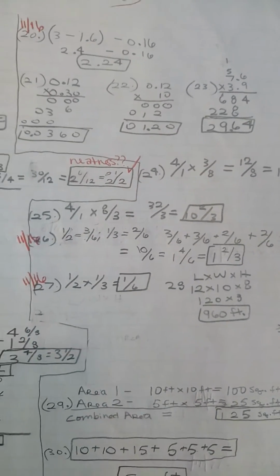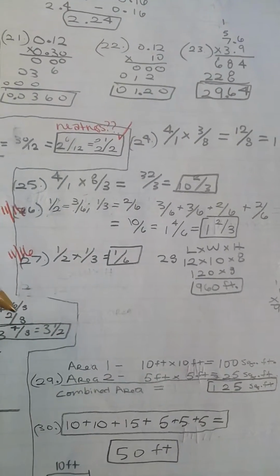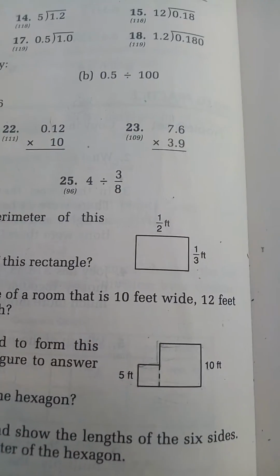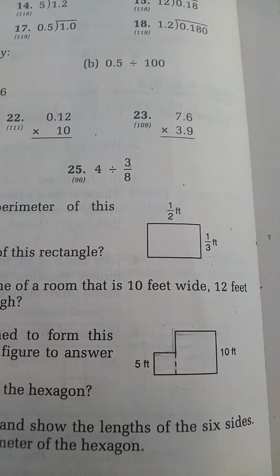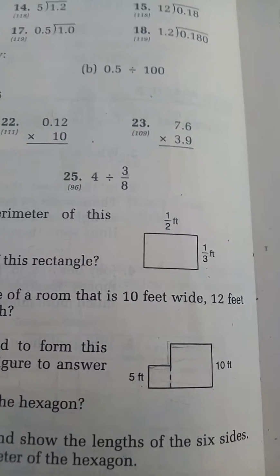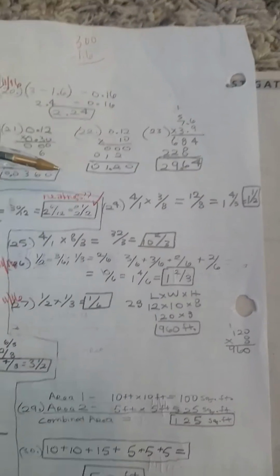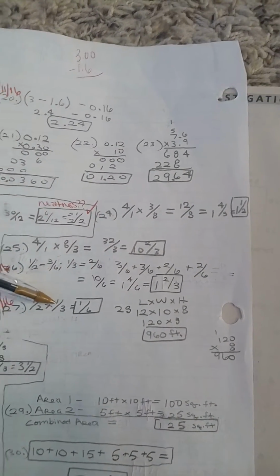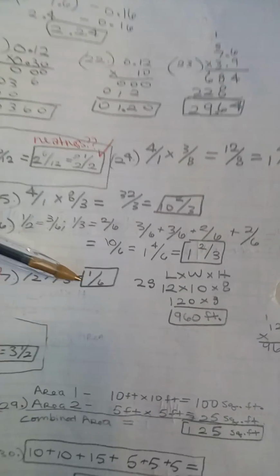Okay, next thing is number 26. I believe you're asked to give the perimeter of a shape, and you're told that the base is a 1/2 foot and the height is 1/3 foot. And so you're missing something very important in your answer, and so your answer is incorrect. Also, number 27, you're missing something very important in your answer, and your answer is incorrect.